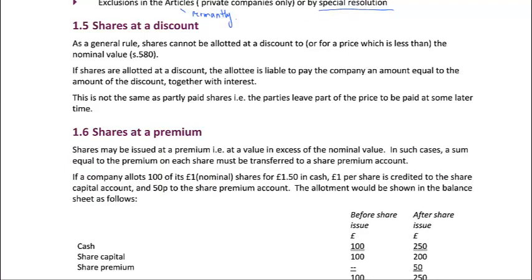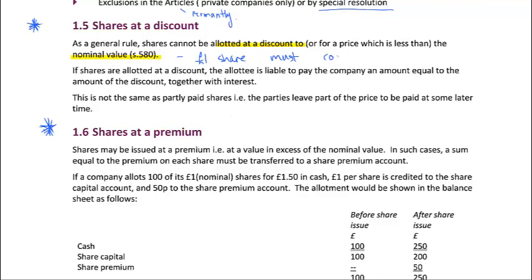Now, preemption rights do get tested and they are important, but the following two rules are incredibly important to your studies. The rules about issuing shares at a discount and at a premium. Now, the basic rule is you cannot issue shares at a discount to nominal value. That is an absolute no-no. You don't do it. So if it's a £1 share, then the shareholder must pay £1 for it. So a £1 share must cost £1.